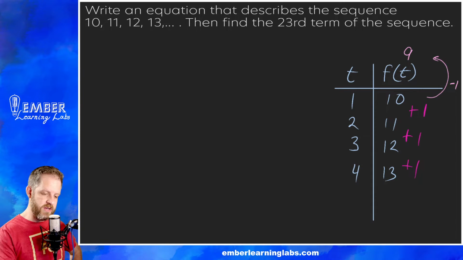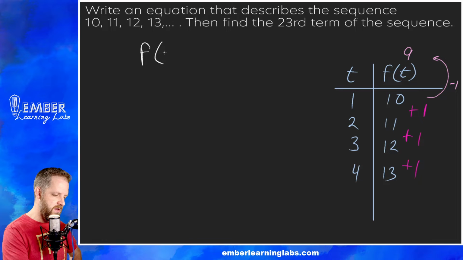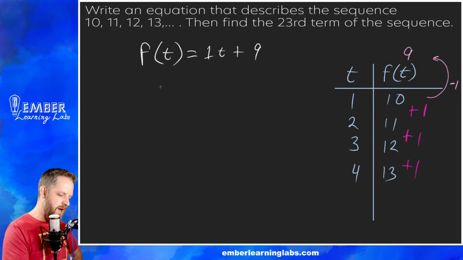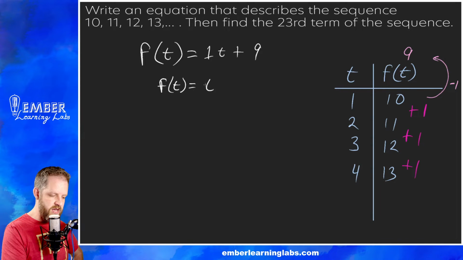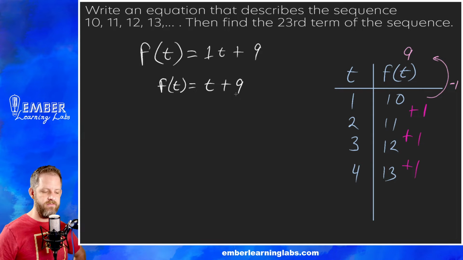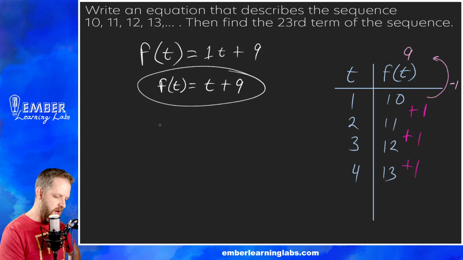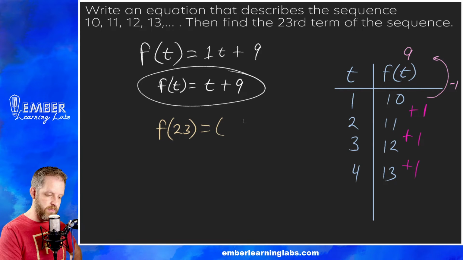So our equation is going to be f of t equals 1 times t plus 9. We're going to clean that up real quick because when we have 1 times a variable, we usually drop that 1. So f of t equals t plus 9. That's part of the answer. Now we want to find the 23rd term, so we're looking for f of 23 equals, put parentheses where the variable is.